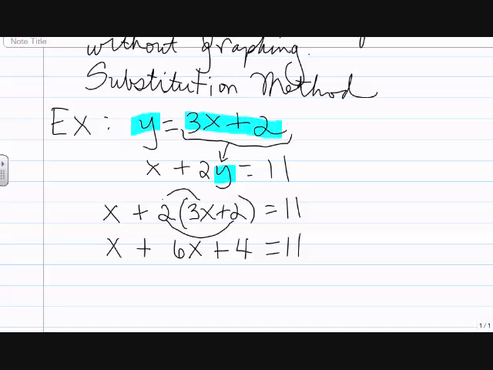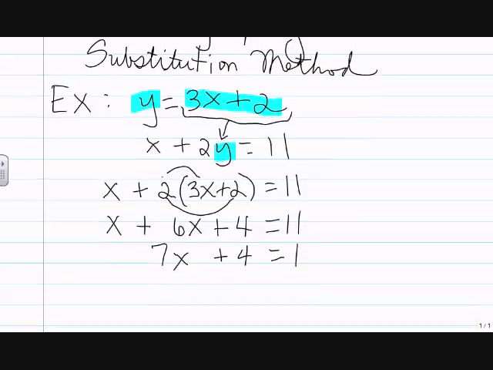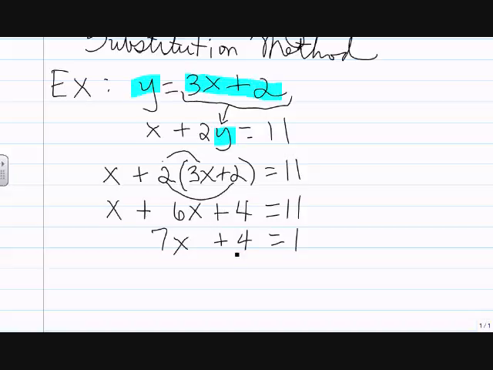Next thing I'm going to do is called combining like terms. I will combine that x with that 6x. That's 1x plus 6x, how many x's? 7x. So this is 7x plus 4 equals 11. Do you know what x is? 1. Subtract the 4. I get 7x equals 7, so x is equal to 1.